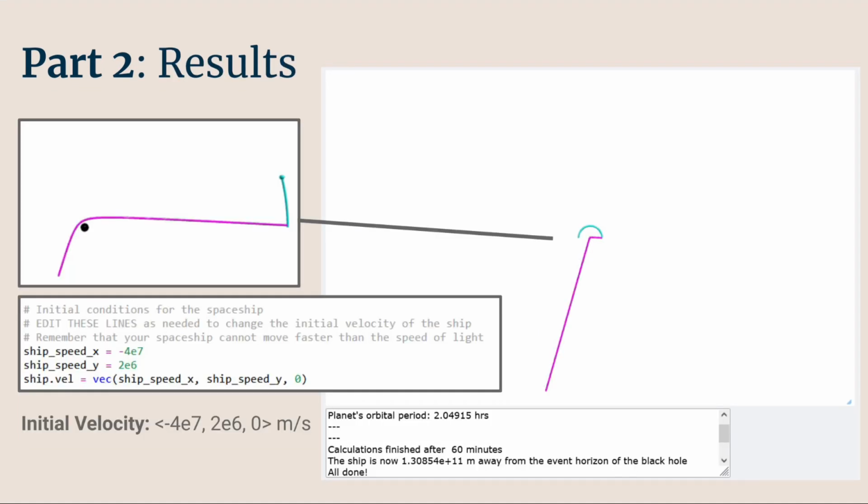Now that we've finished writing the code, we can set the ship's speed in the x and y direction to different values and see what the ship's velocity must be to avoid crashing. By guessing and running different values through the code, I found the spaceship's initial velocity to be negative 4 times 10 to the 7, 2 times 10 to the negative 6, 0 meters per second.